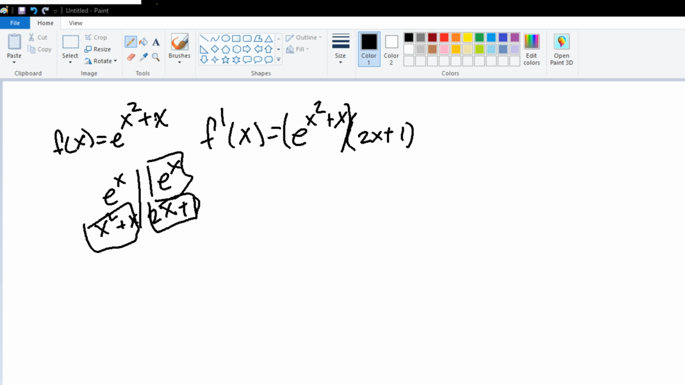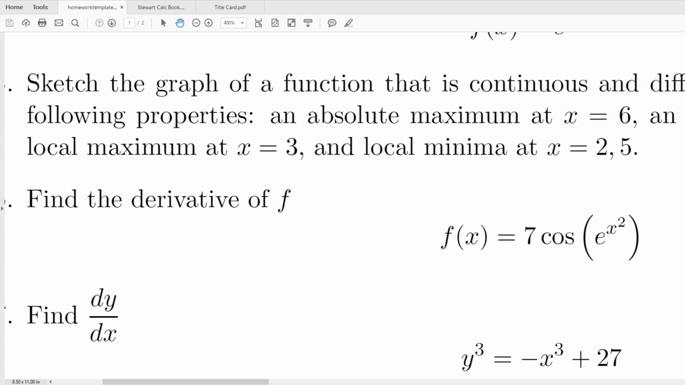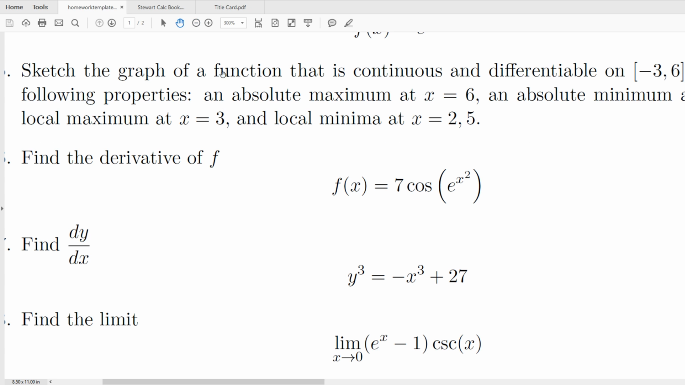Okay, let's look at another problem. We'll have to switch cameras for this to show you, and we'll have to zoom out just a little bit.